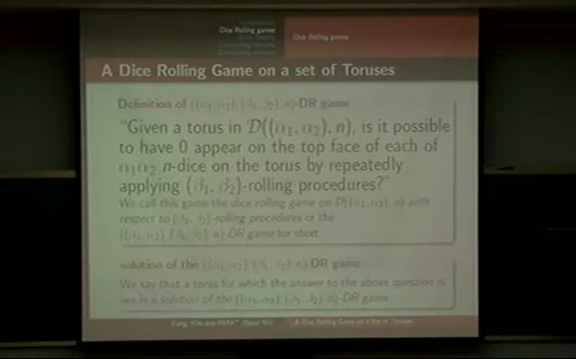Then we may ask, given a torus, is it possible to have 0 appear on the top face of each of the alpha 1 by alpha 2 n-dice on the torus by repeatedly applying the (beta 1, beta 2) rolling procedure? We call this game the dice rolling game on T(alpha 1, alpha 2, n) with respect to the (beta 1, beta 2) rolling procedure, or (alpha 1, alpha 2, beta 1, beta 2, n) DR game for short. Also, a torus for which the answer to the question is yes is a solution of the dice rolling game.